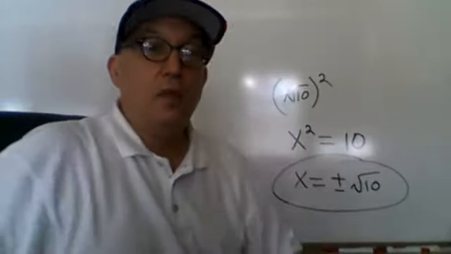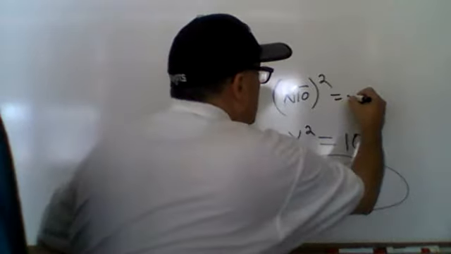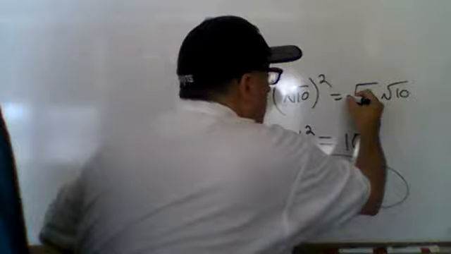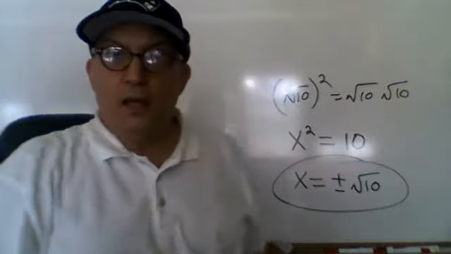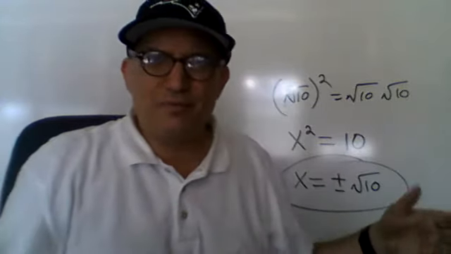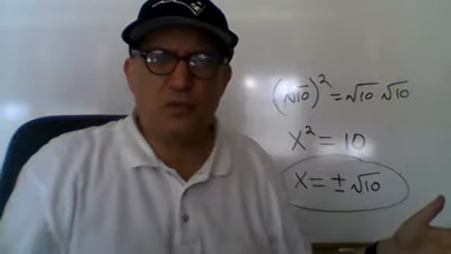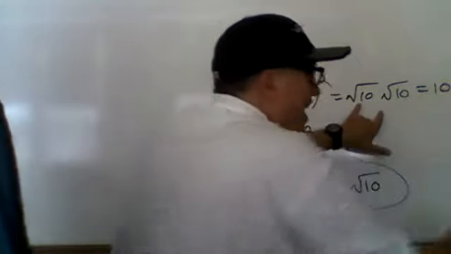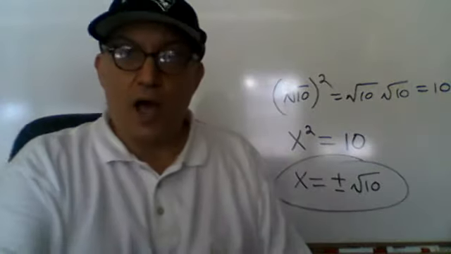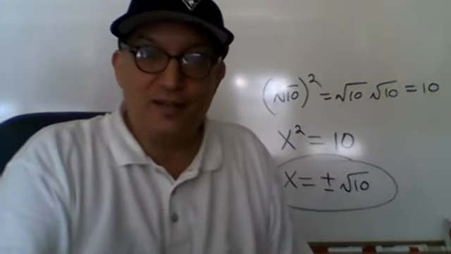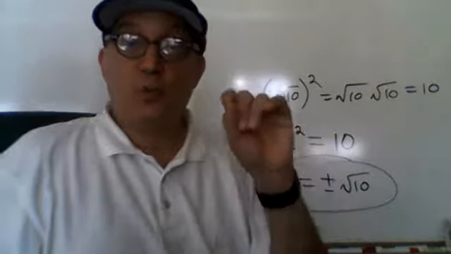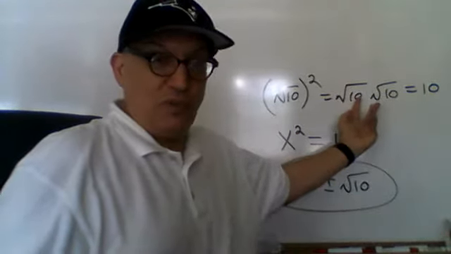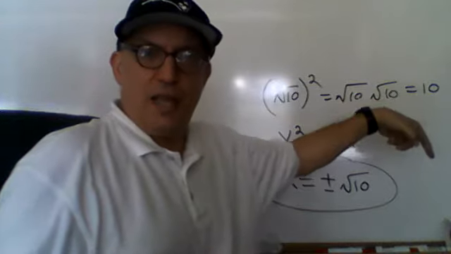All right? And this, of course, means the square root of 10 times the square root of 10. And what is that? Well, don't worry about the decimal approximation of the square root of 10. The square root of 10 times the square root of 10 is 10. Why? By definition. That's what the square root of 10 is. The square root of 10 is the number which, when you multiply it by itself, which is exactly what we're doing here, you get 10.